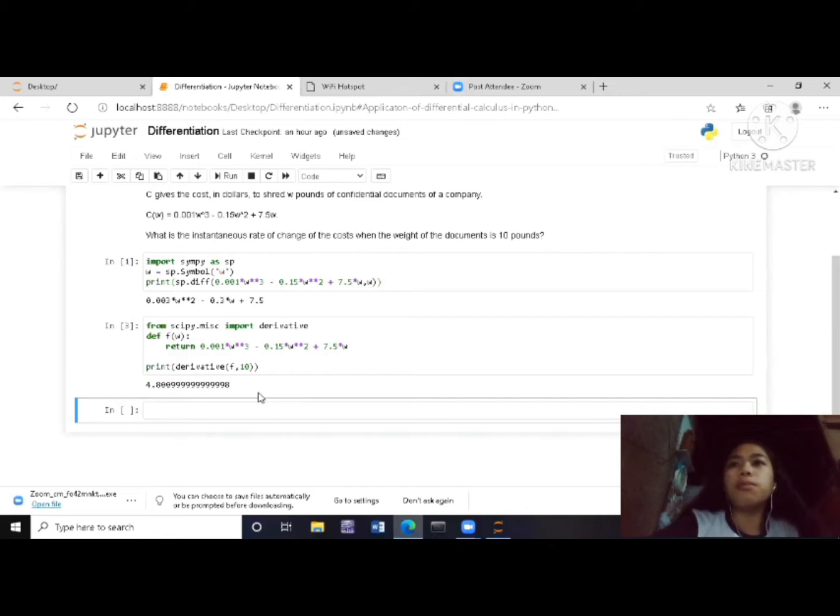The answer is 4.8, which is pag i-solve mo siya analytically, maglalabas na naman yung 4.8.